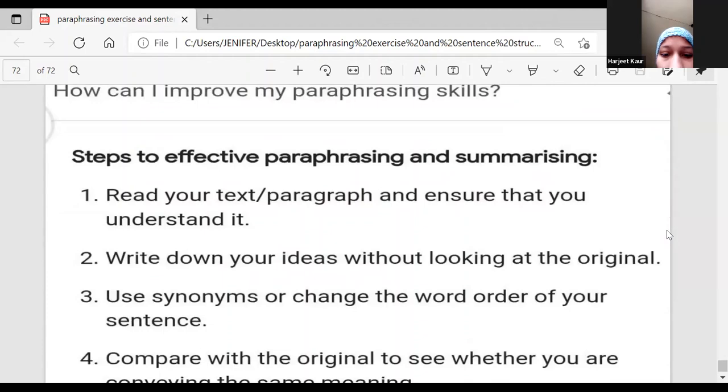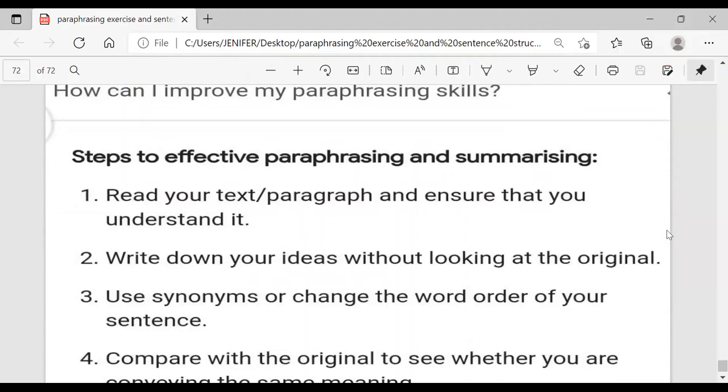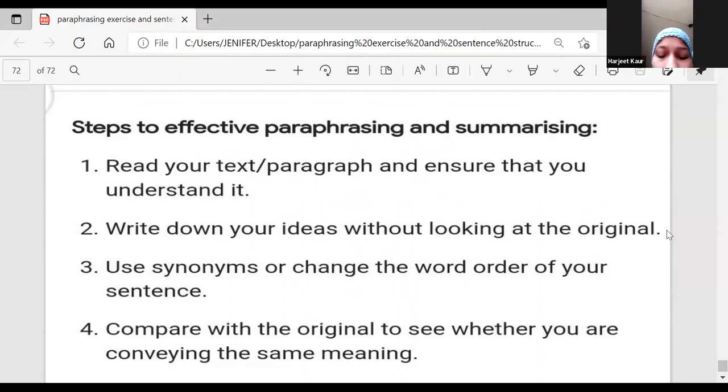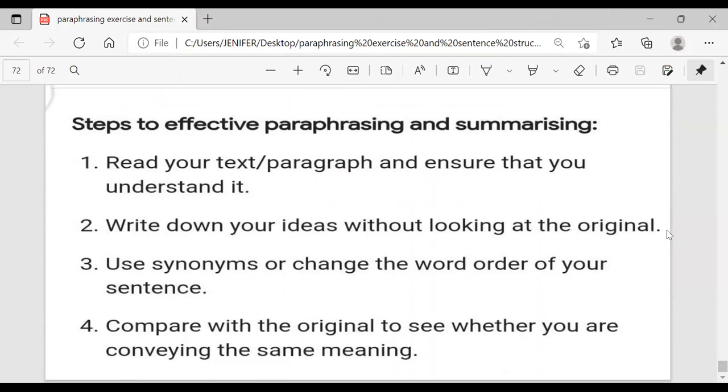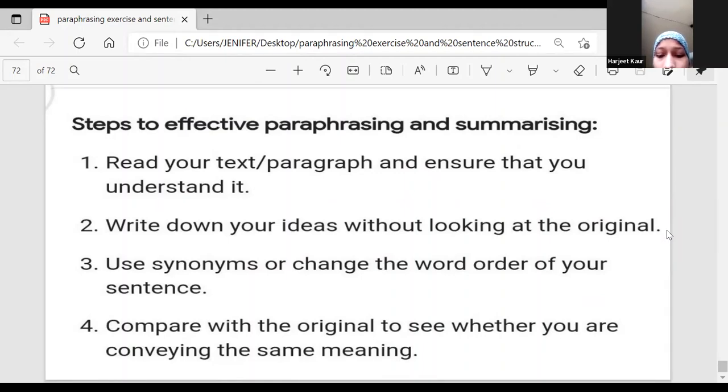How can I improve my paraphrasing skills? Step two, effective paraphrasing and summarizing. First, read your text paragraph and ensure that you understand it. Second, write down your ideas without looking at the original. Third, use synonyms or change the word order of your sentence. Fourth, compare with the original to see whether you are conveying the same meaning.